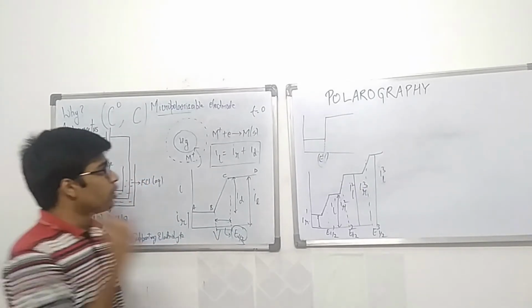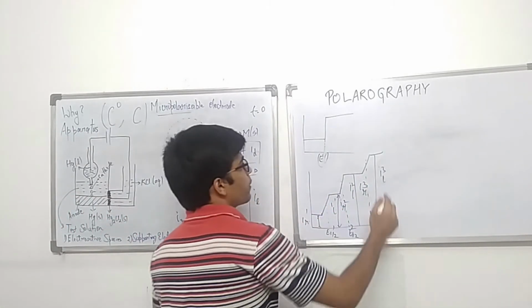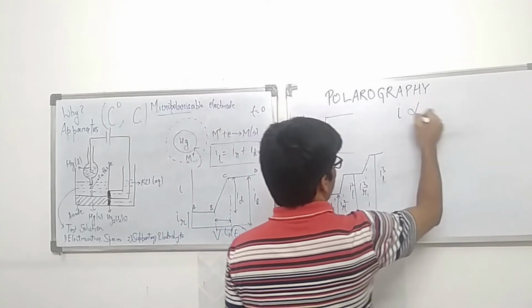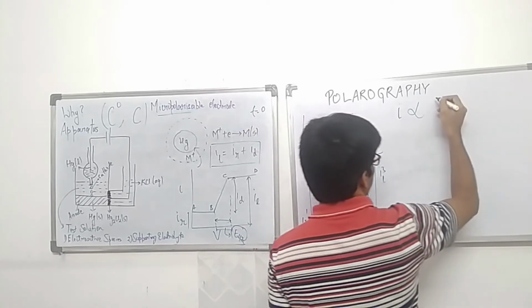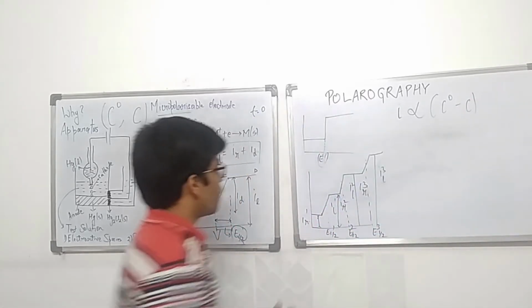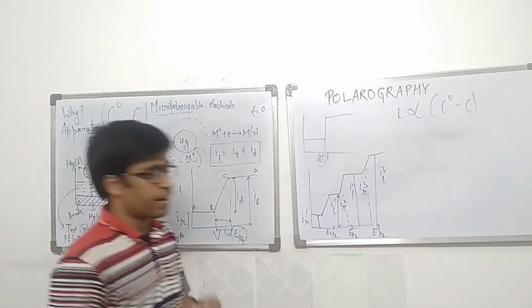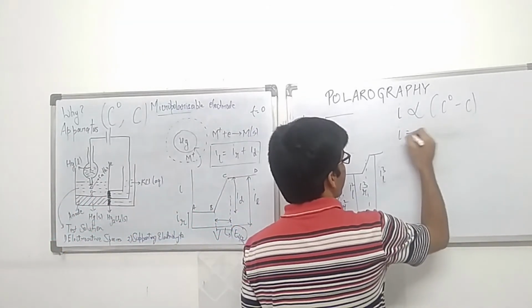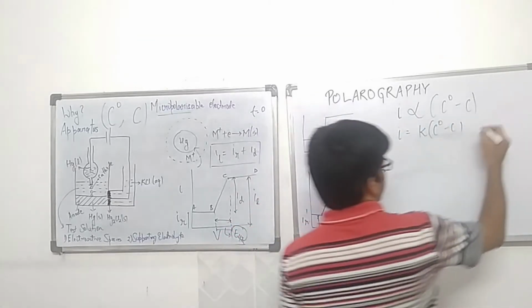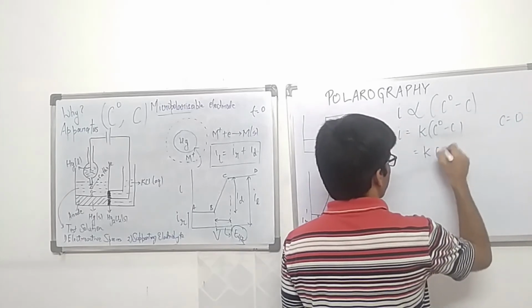Okay, now, that means you get the change in potential, a change in current, as a function of the concentration gradient. The way the concentration is changing in the solution, with respect to that, you will get the current which is being carried. Or I can write this as I equals K into C naught minus C, or if I take C as 0, I will get K C naught.